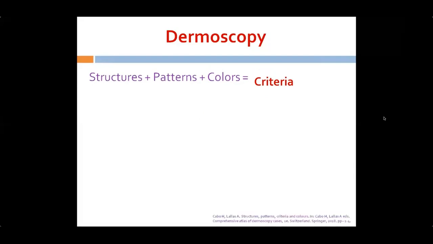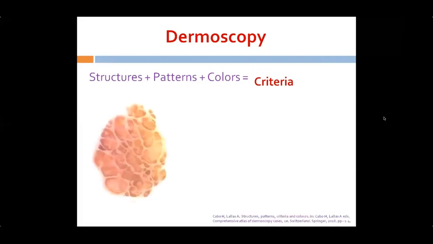Just to give an example, this is a brown globular pattern. A brown globule is a structure commonly seen associated with a melanocytic lesion, and multiple brown globules form a brown globular pattern, a pattern that has been consistently associated with a melanocytic lesion. Because of these features, multiple aggregates of brown globules form a diagnostic criterion for melanocytic lesion.